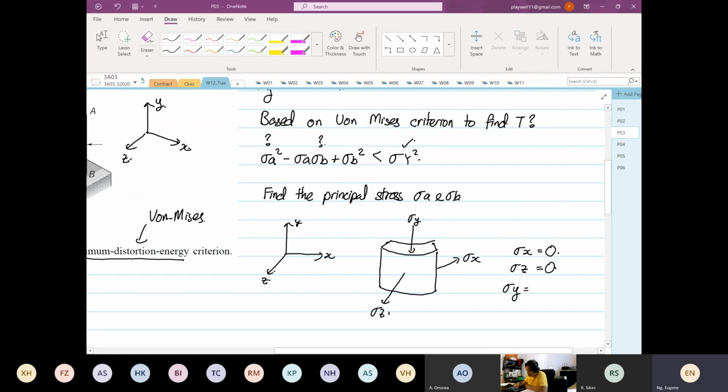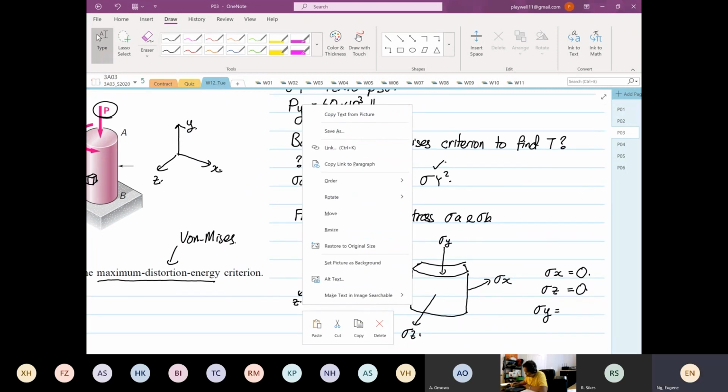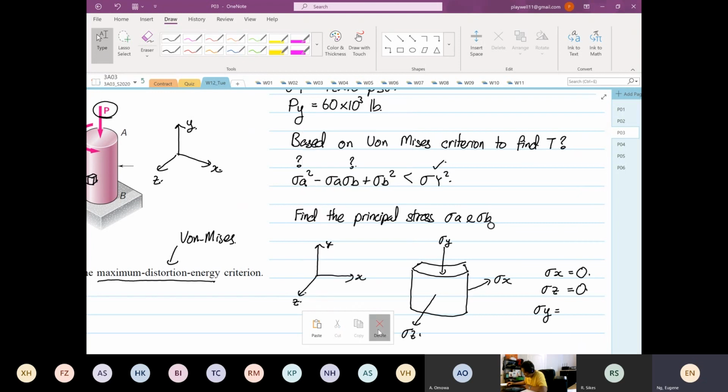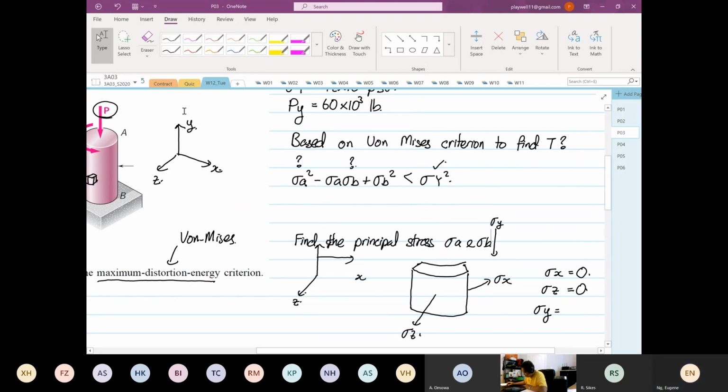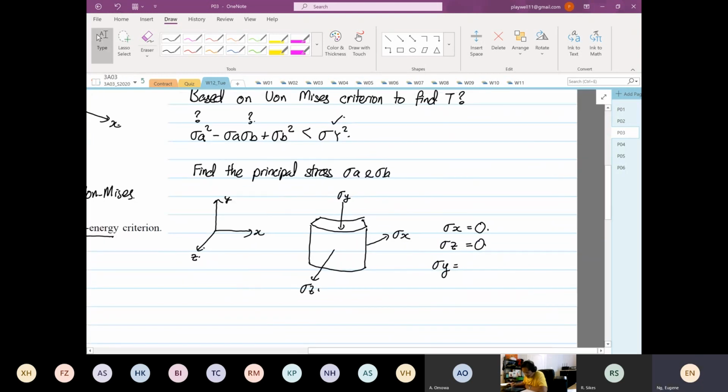So stress Y is coming from the Py. Sorry, I need to get out from here. Undo. Right. So stress Y is equal to minus 60 times 10 to the power 3 divided by pi r squared.